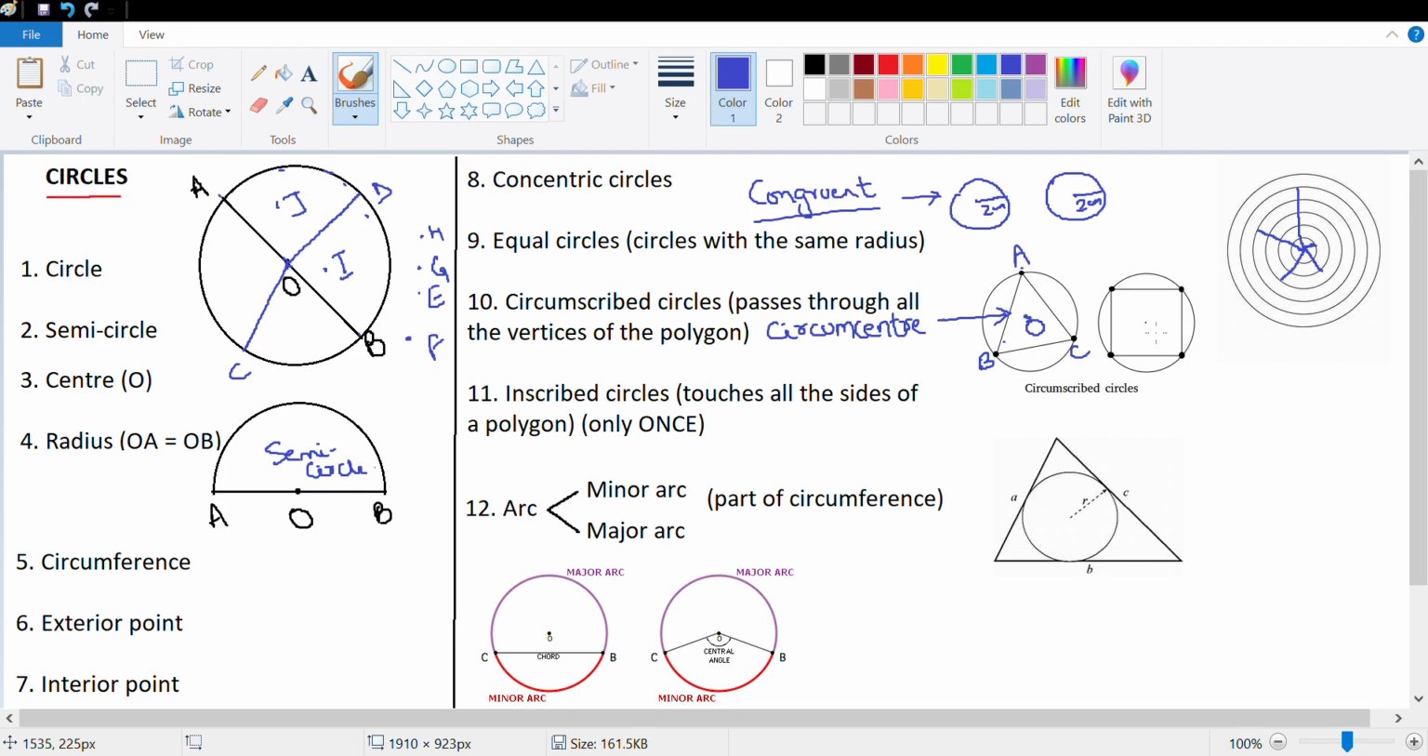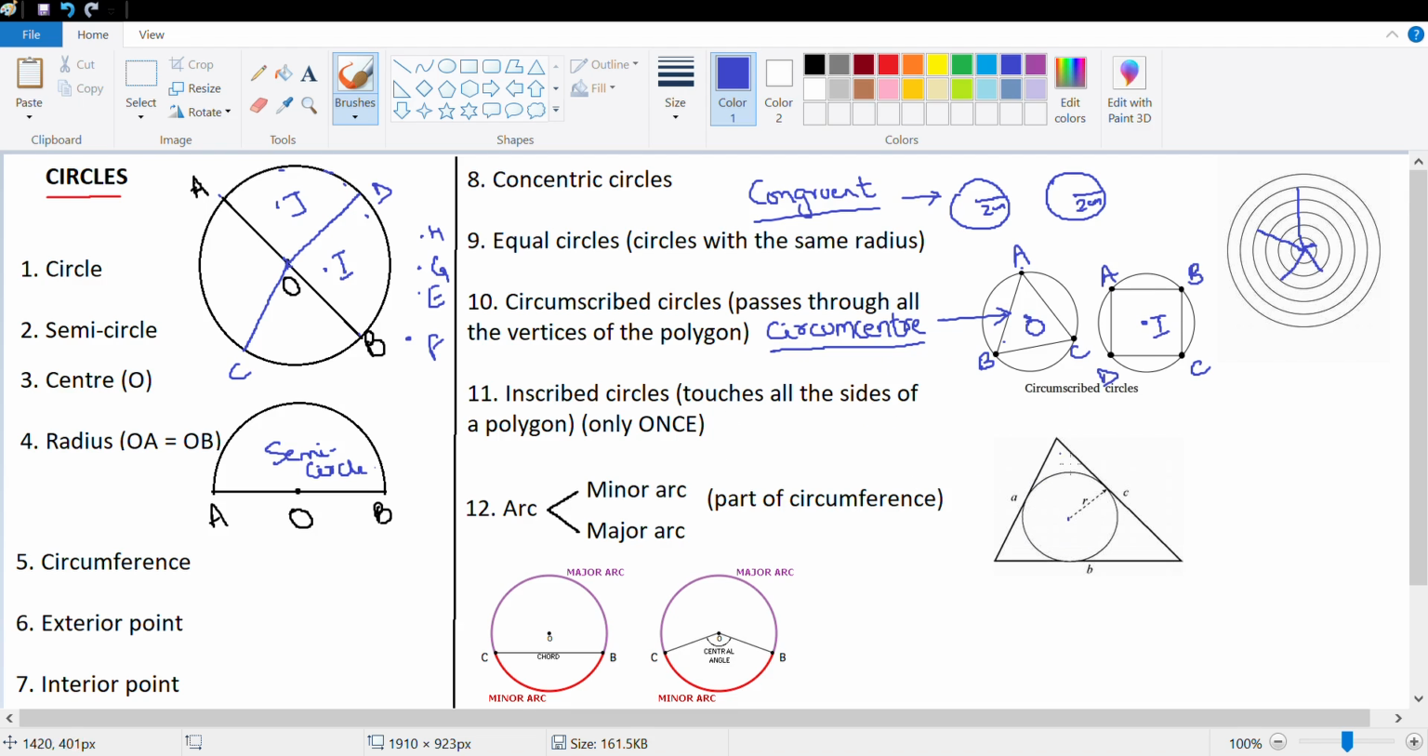In this diagram, let's say point I is the circumcenter of this circle, and it passes through A, B, C and D. This is in the form of a quadrilateral. So a circumscribed circle passes through all vertices of a polygon, and the center of that circle is known as a circumcenter.